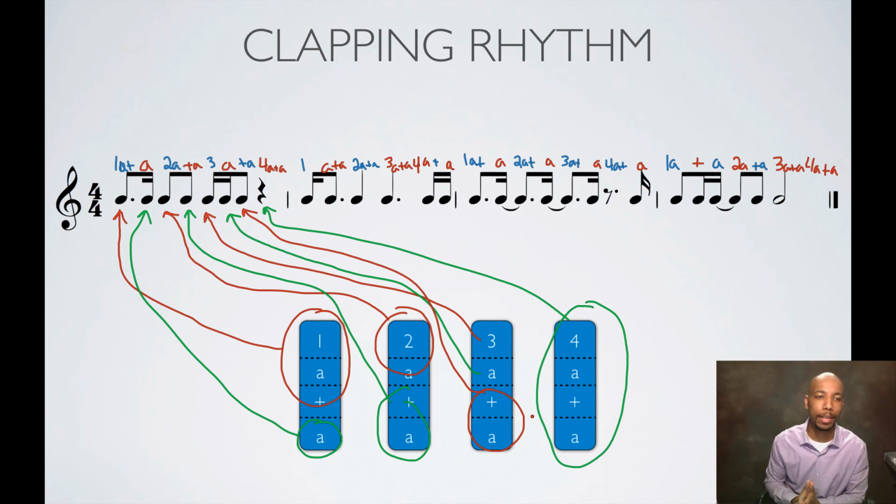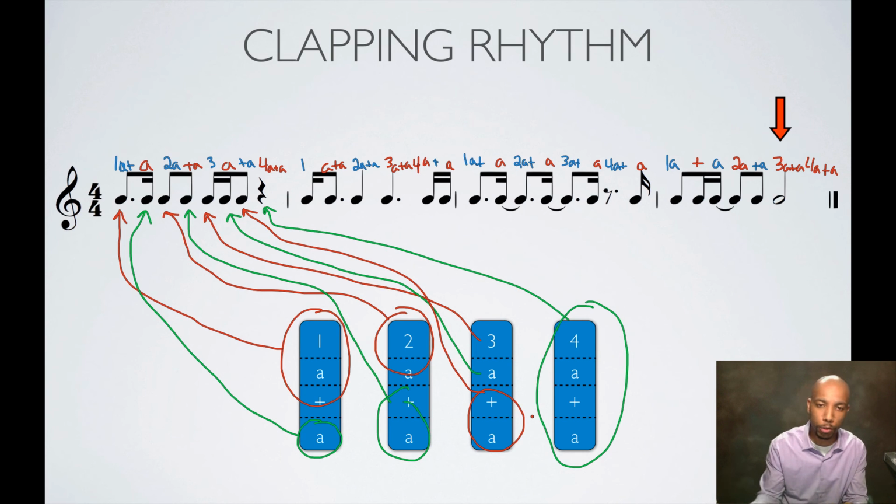And that is how we count and clap this. So let's go through and let's clap this together. So 1 half 2 half 3 half 4 half 1 half 2 half 3 half 4 half 1 half 2 half 3 half 4 half 1 half 2 half 3 half 4 half.